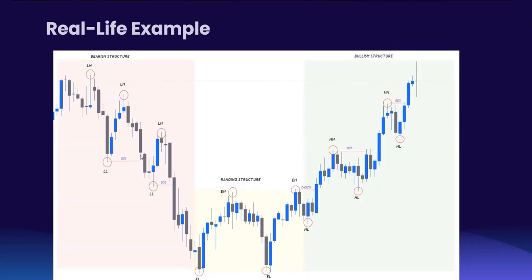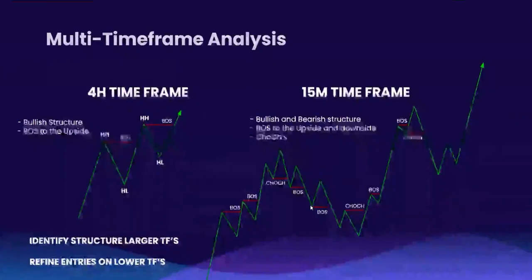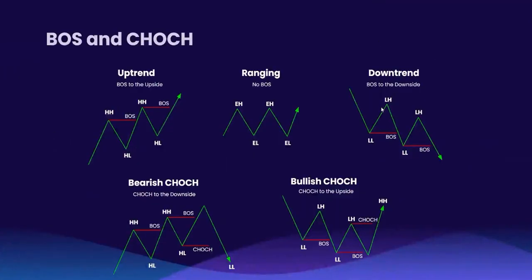Remember, we were breaking structure to the downside. Now it breaks the high to the upside, which means this is a change of character. And then we start a bullish trend: higher high, higher low, break of structure to form a higher high, higher low, break of structure to form a higher high, and so on. So if we go back, very simple. The downtrend, price was forming lower lows, lower highs, break of structure to form lower lows.